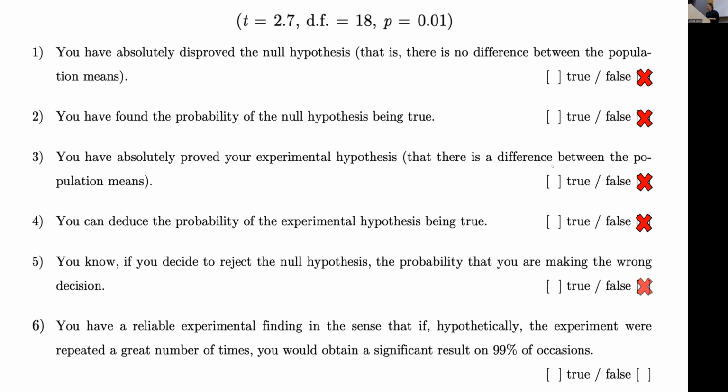Let's see here. Do you know, if you decide to reject the null hypothesis, the probability that you're making the wrong decision? Are you considering the base rate when you're doing a t-test? No, you're not. So this is also false. But is it the case that you have a reliable experimental finding in the sense that if hypothetically the experiment was repeated a great number of times, you would obtain a significant result on 99% of occasions? This is actually also false. So all of these are false.